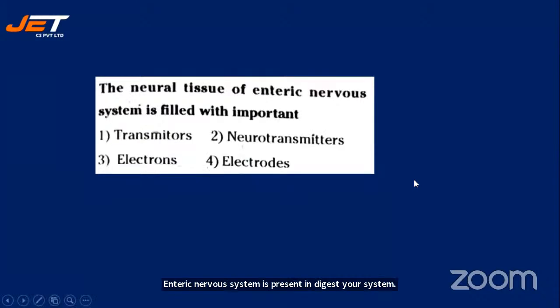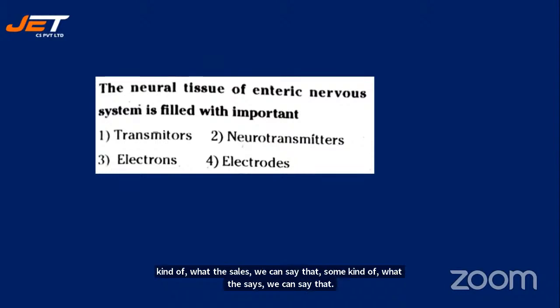Then the neural tissue of the enteric nervous system is filled with what important things? How can we know that? See, we are taking a lot of food. We take a plate of meal, or some 4 idli or 1, 2 dosa. After taking that food, what actually tells you that you have eaten enough? Sensory cells are present in the enteric system. What are those? Transmitters, neurotransmitters, electrons and electrodes.